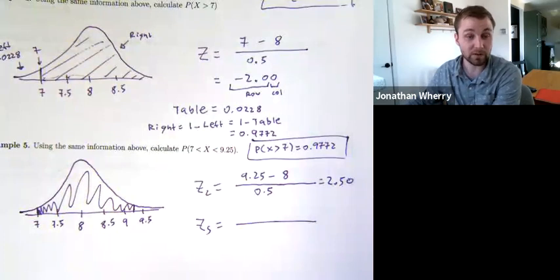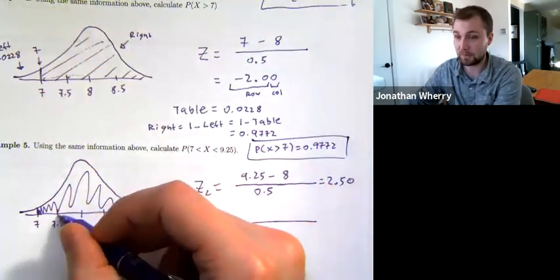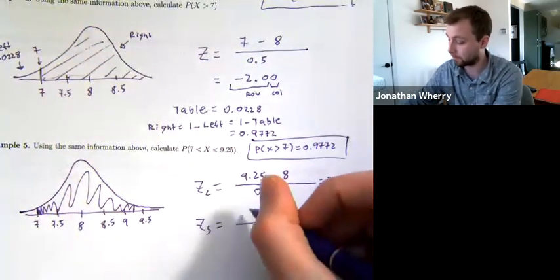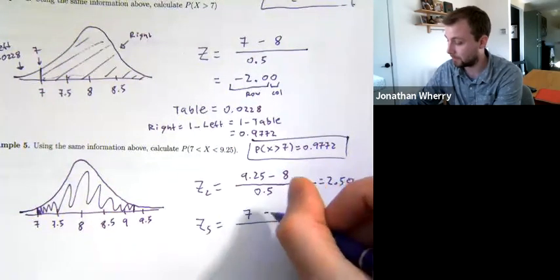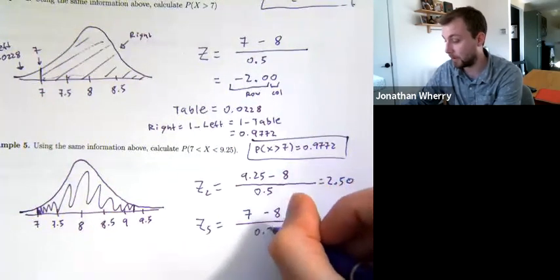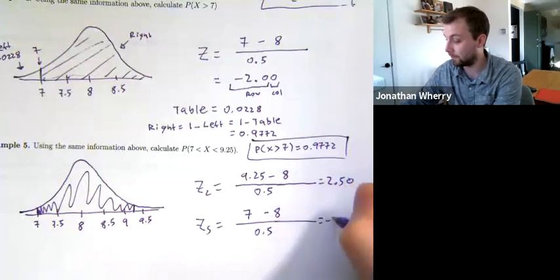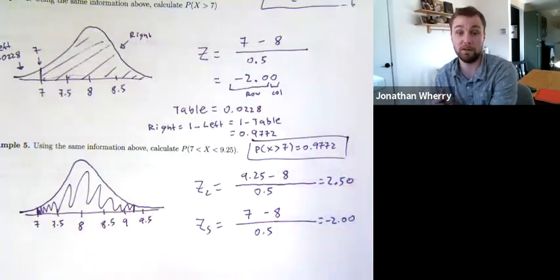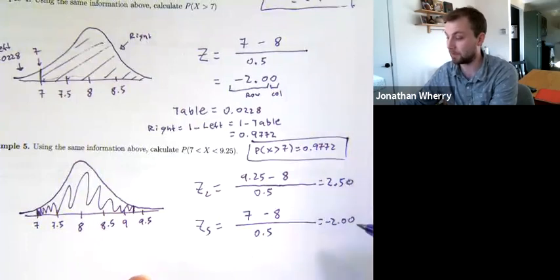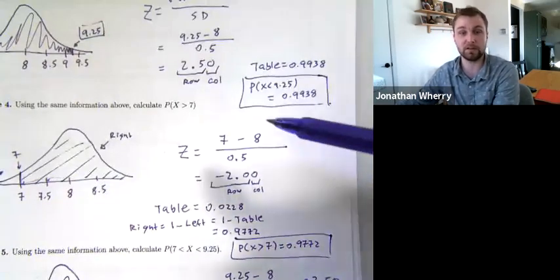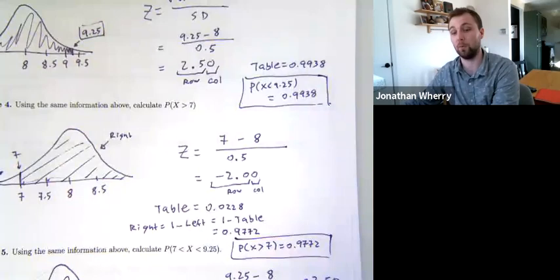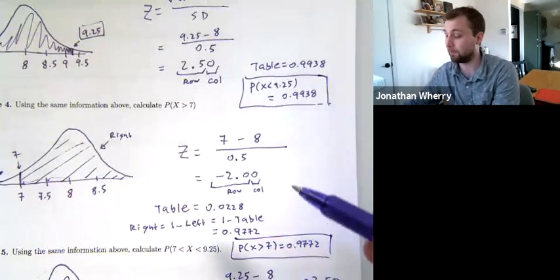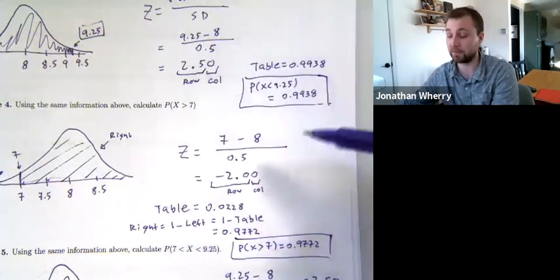I'm going to do the same thing for the small one. The small one is 2 tick marks down. So I have 7 minus 8 divided by 0.5. I have negative 2.00. My next step, I'm going to look both of these things up in the table. But if you look at these values, 2.5 and negative 2, if these seem familiar, it's because they're the same values that we were just working with. So I'm going to cheat a little bit. I'm going to use the same table values I had before.